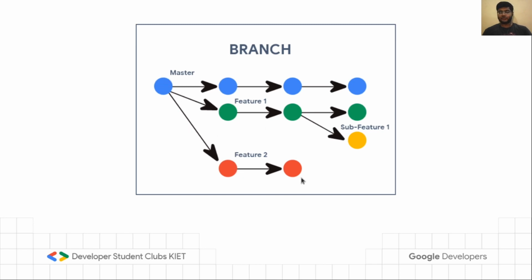Same for feature 2, and you can create any number of branches in your repository, and you can create a branch from any commit. So suppose you are on this commit, you can create a new branch from here. If you are on this commit, you can create a new branch from here. So this was a brief of branching.